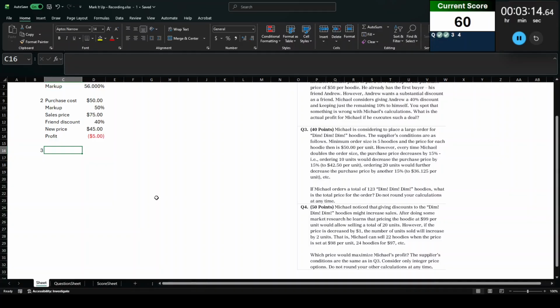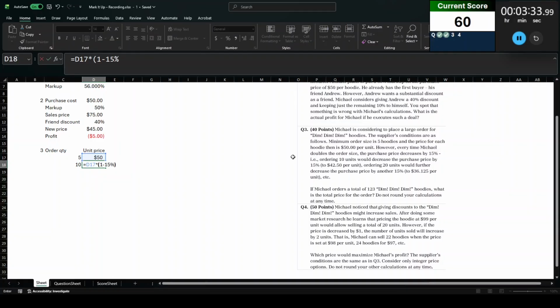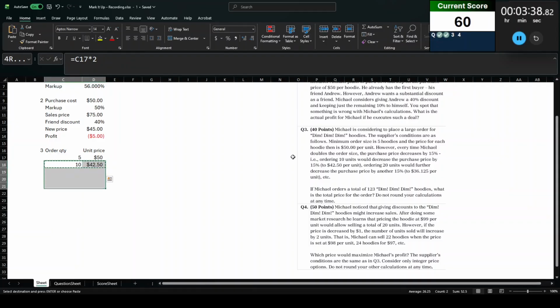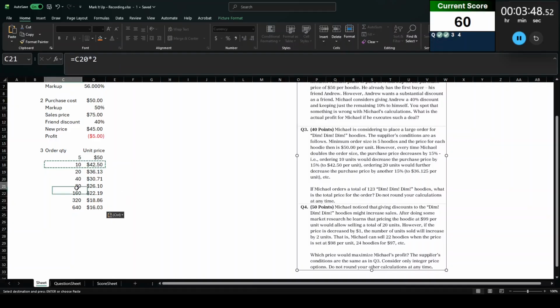Alright, so we're going to deal with a table of order quantity and unit price. And I think what the question said was 5 hoodies would then cost $50 per hoodie. And if we double the order size, we're going to take that times 2, and the price decreases by 15%. So it's going to be that times 1 minus 15%. So $42.50 for 10 hoodies. I'm going to copy this down. I'm going to go down to, okay, 640. That's going to be enough. So if he orders, what was it, 123 hoodies? Yes. So he's going to follow this price line.